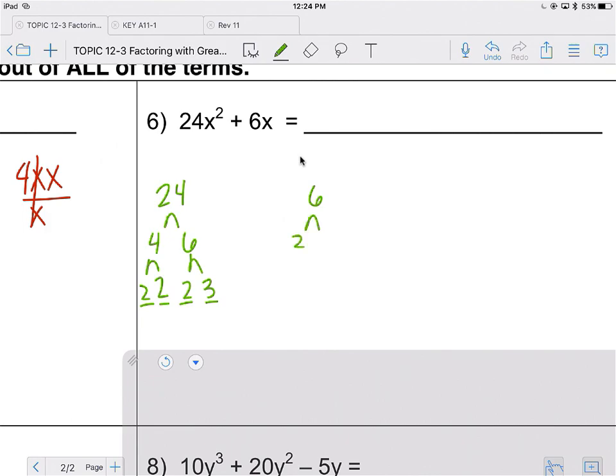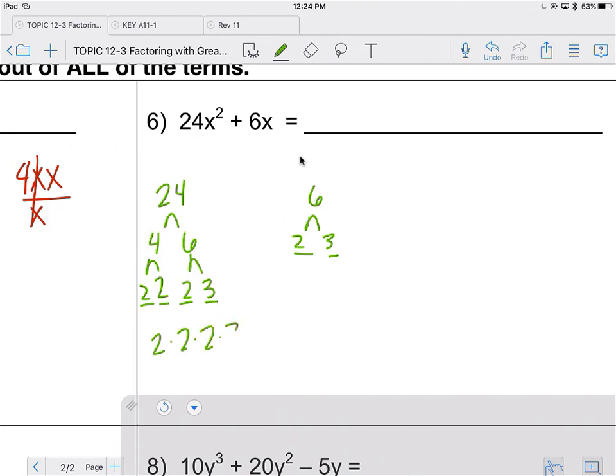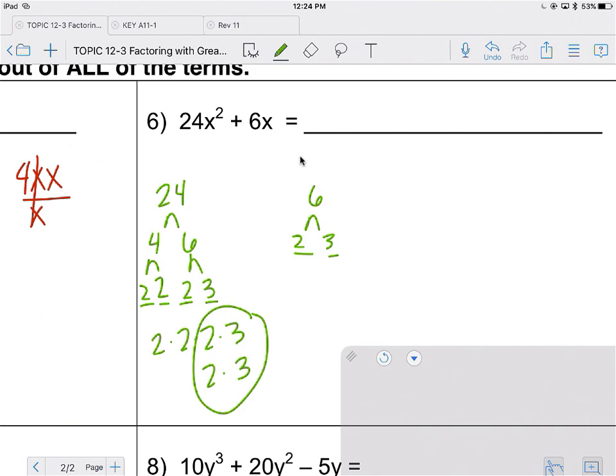6 is 2 and 3 and cannot be broken up further. So I have 2, 2, 2, and 3. And then 2 and 3. So these share a 6, or 2 times 3. With my x's, I have an x squared, which is x times x, and then x. So these share a 6x.